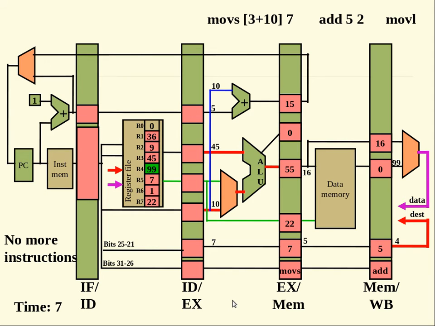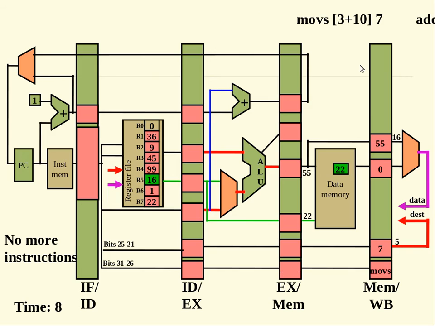Now we move along. Notice that the and was retired. The load word, the 99, we need to write to register 4, so boom, we write it there. We add. The add is in memory, it doesn't do anything, so we just forward the results along. And the store word needs to calculate the address, so it calculates 45 plus 10 to get the final offset of 55, move that along.